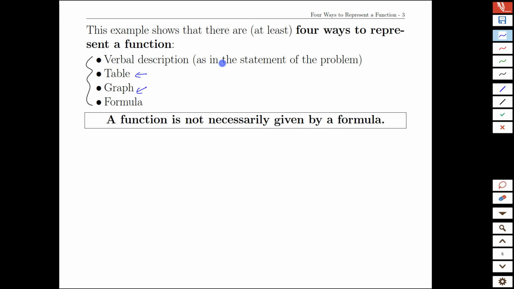And of course, the verbal descriptions are usually where we start, in fact. Those are the definition of the problem, and then we dive a bit deeper and get more quantitative information through the other representations. But the key thing is, don't limit yourself to thinking of functions as simply formulas. There are lots of alternatives out there.